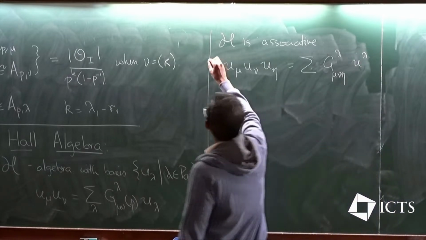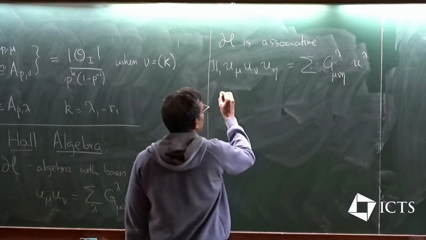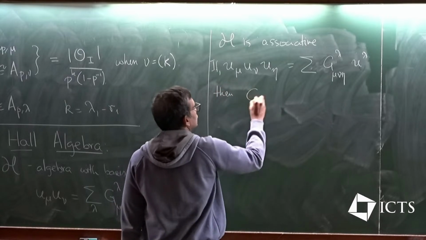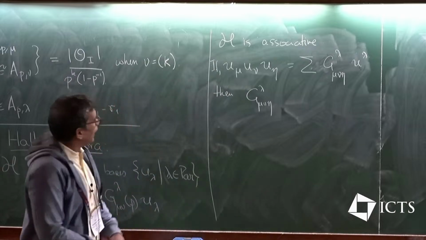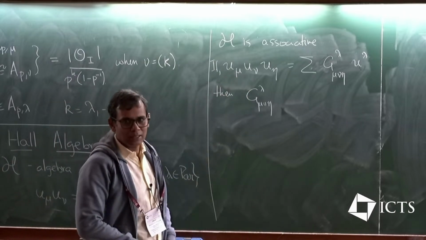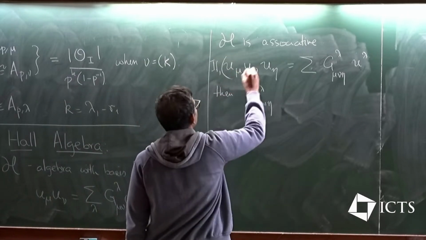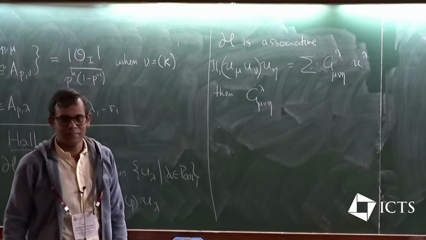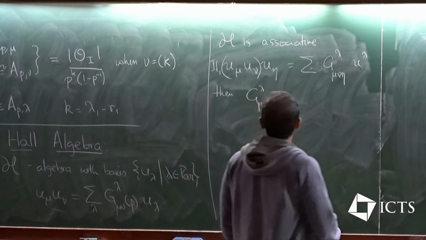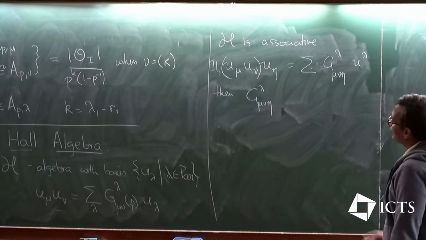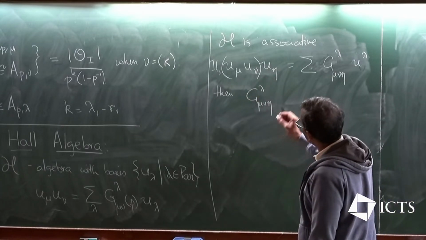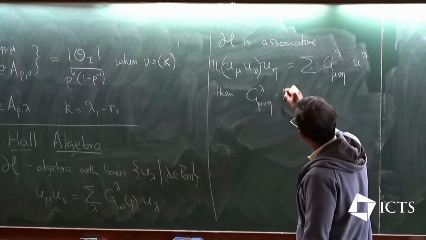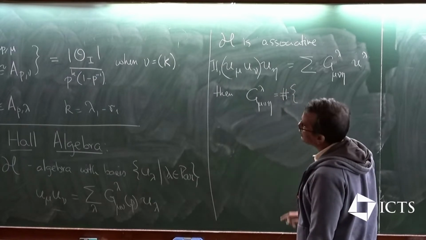So if we have this, then this G lambda mu nu eta, so I haven't said that it's associative, right? So I can't write this yet, but let's say I write it like this. Then what do you get here? So first you'll be multiplying these two, and then you'll be multiplying this. But when you work it out, you'll see that this is the number of flags of subgroups.